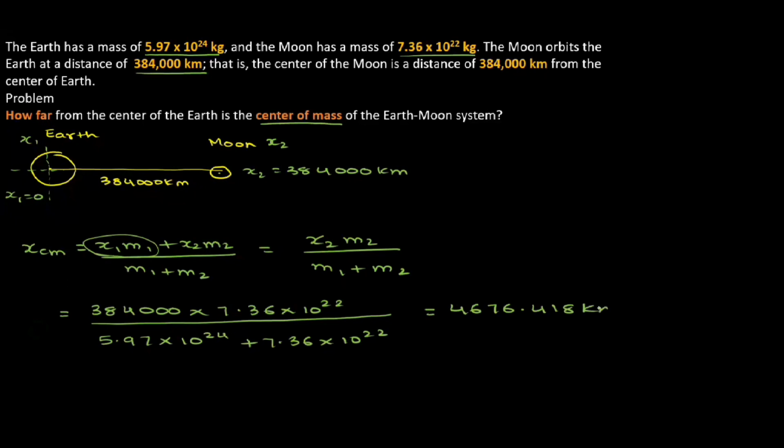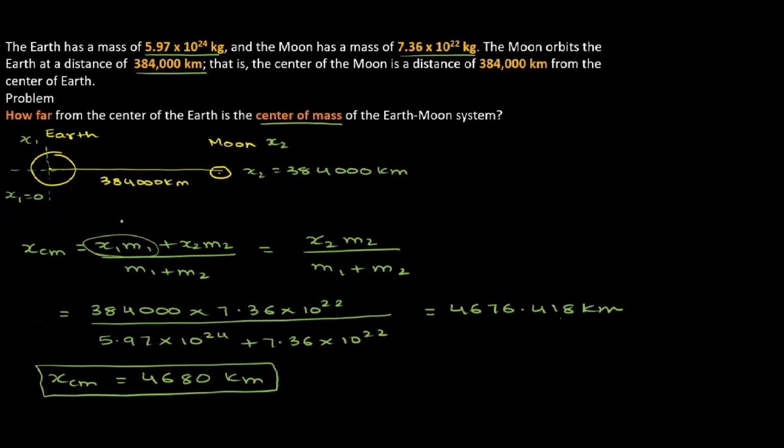When you solve this, you get your answer as 4676.418 kilometer. So the position of the center of mass is 4676.418 kilometer from the center of the Earth. Since all of our values are in 3 significant figures, we can round this off to 3 significant figures, which will become 4680 kilometer. So this is my final answer for the position of center of mass of the Earth-Moon system.